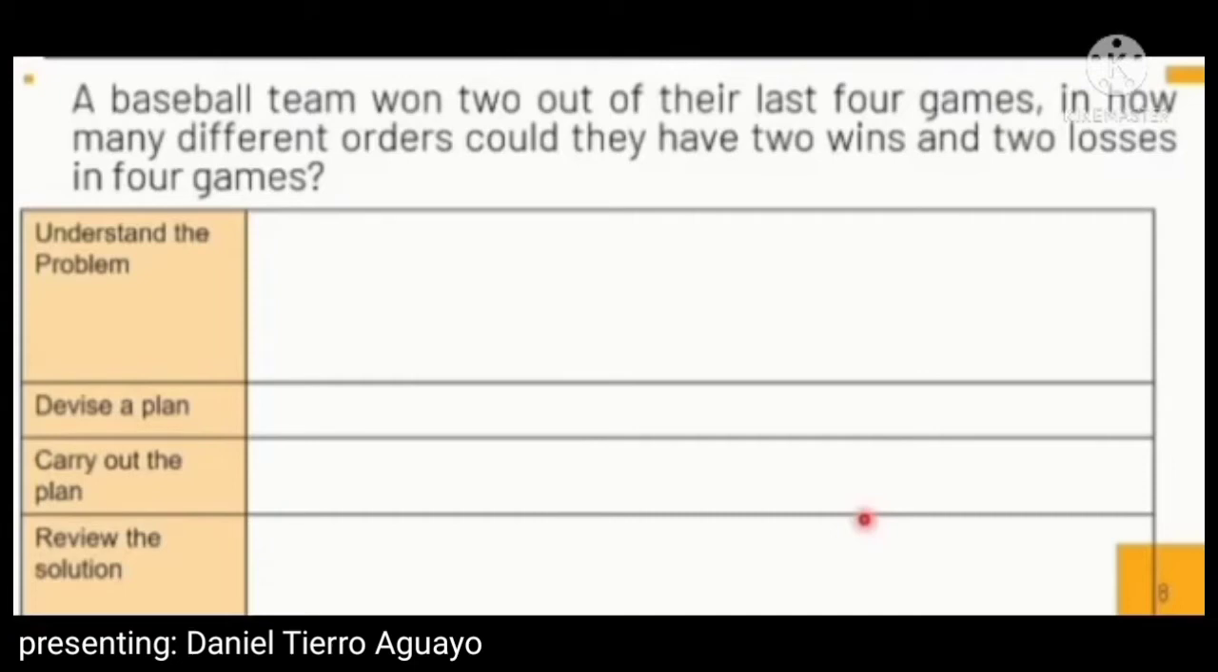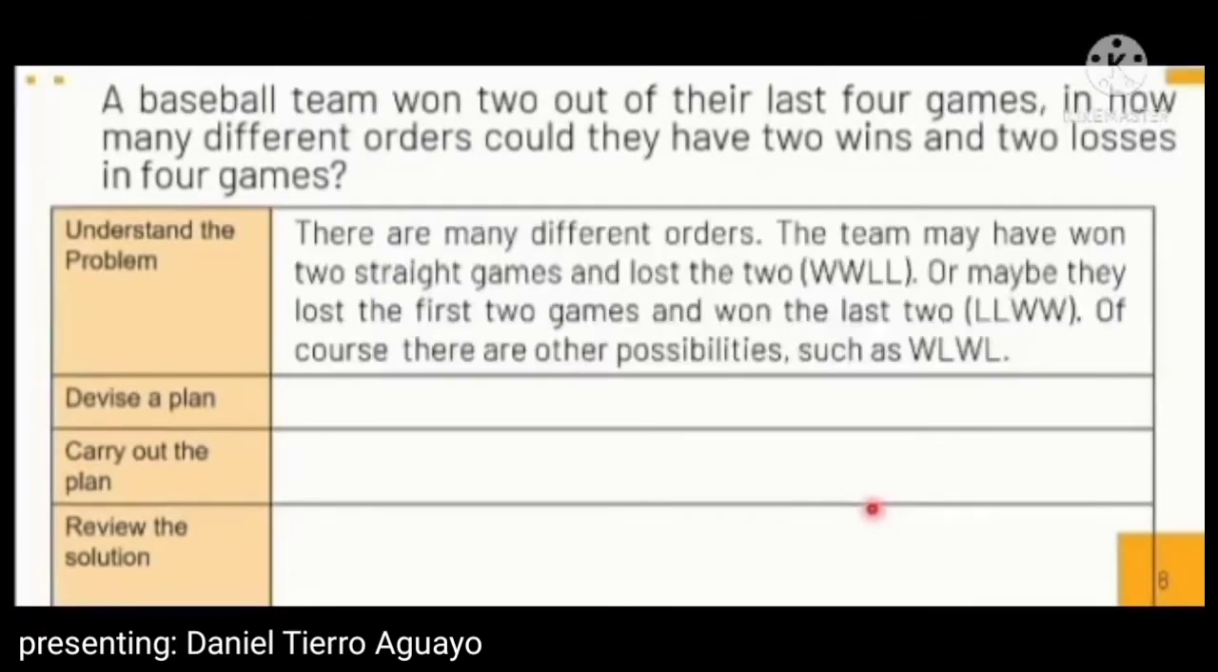So, ano yung goal natin sa problem? To identify the orders kung saan meron dun dalawang panalo at talo yung baseball team. So, there are many different orders. The team may have won 2 straight games and lost the 2. So, it is win, win, loss, loss. Or maybe they lost the first 2 games and won the last 2, which is loss, loss, win, win.